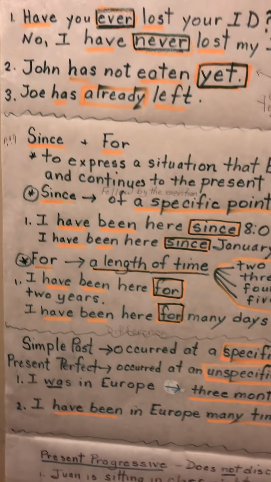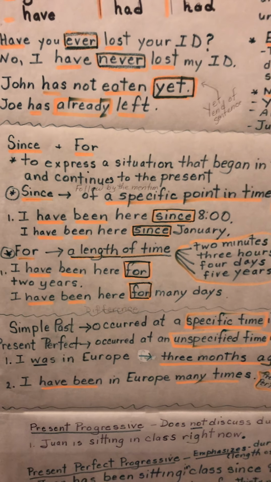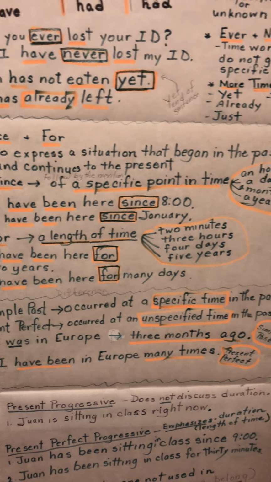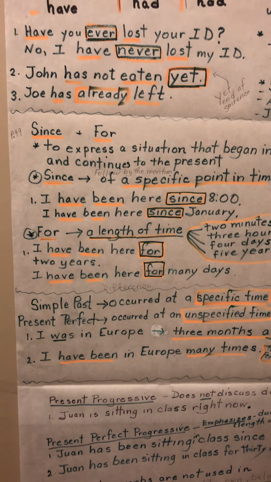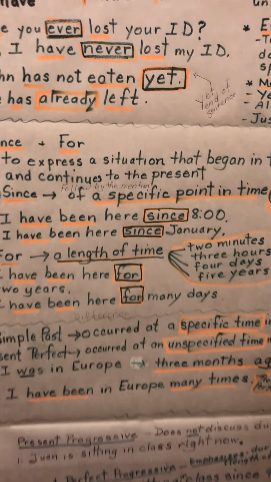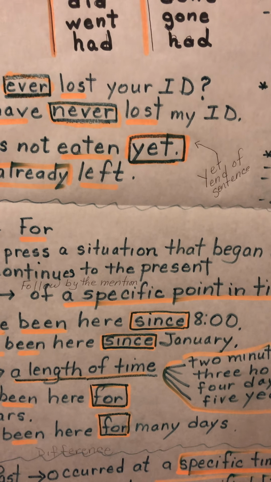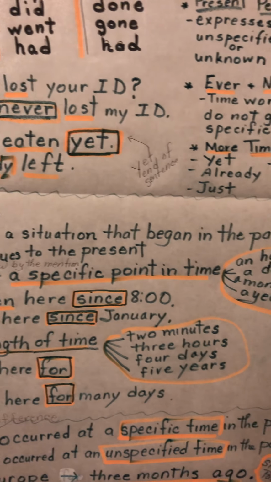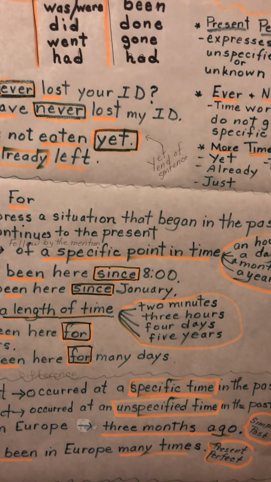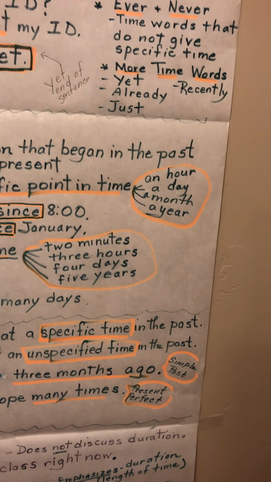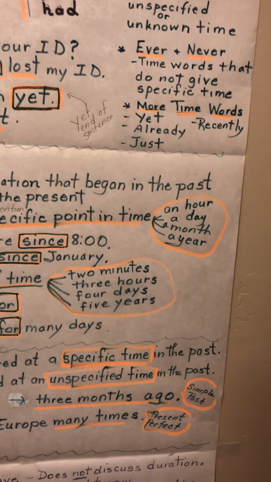Okay, now let's look. We're going to start using since and for to express a situation that began in the past and continues to the present. We use since, and it's followed by a specific point in time. So we use since when we're going to talk about a specific point in time. For example, an hour, a day, a month, a year.